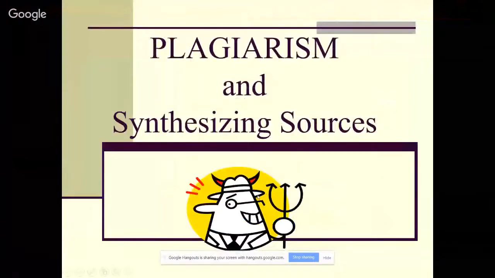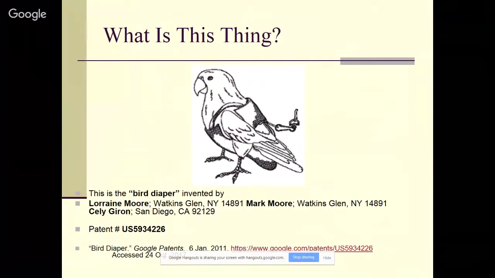Slideshow from the beginning. Okay, so this is plagiarism and synthesizing sources. It should really be titled, I guess, avoiding plagiarism, but I think the big, bold plagiarism is more attention-grabbing, so there we have it. So try not to look at the bottom of the screen if you can, but if you look at this thing, we have this strange apparatus on a bird, and this thing is a bird diaper. There's a US patent for it. I actually just had to look up the new website to make sure that this was current with MLA documentation, but you can click on this link and check out there's about 5 pages of stuff about this bird diaper.